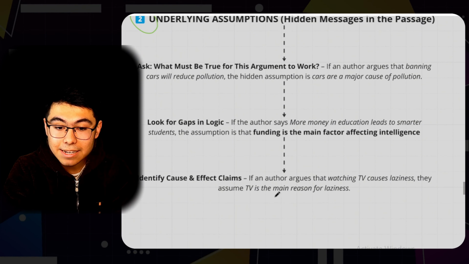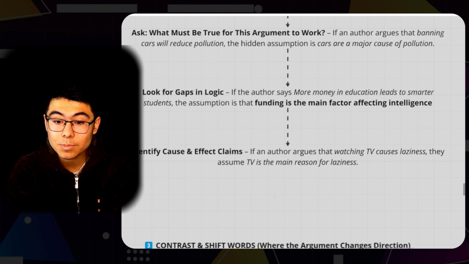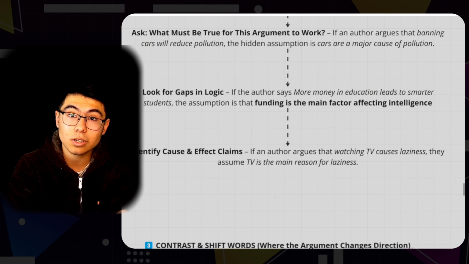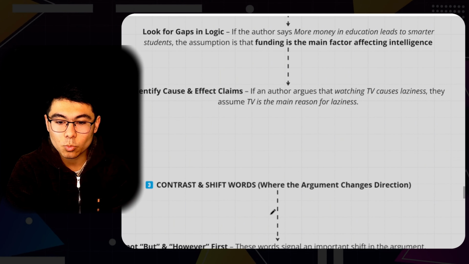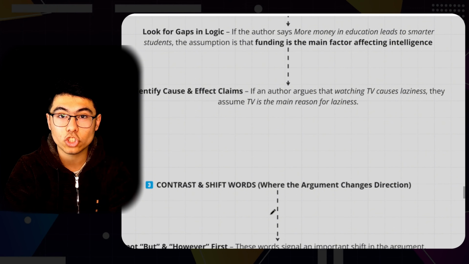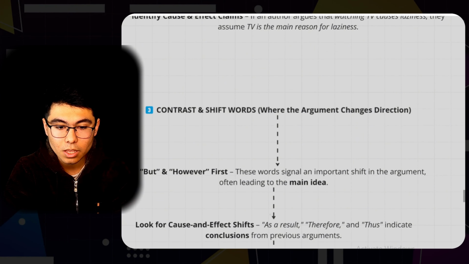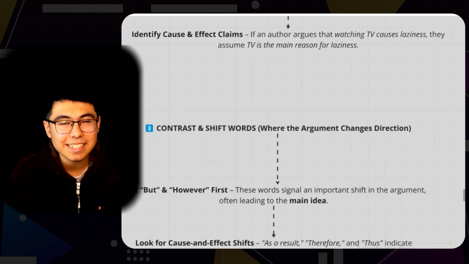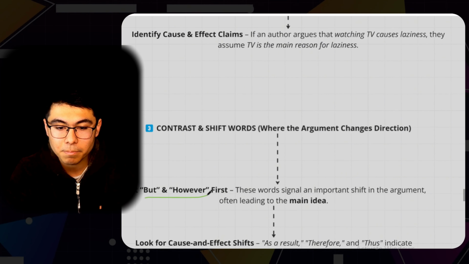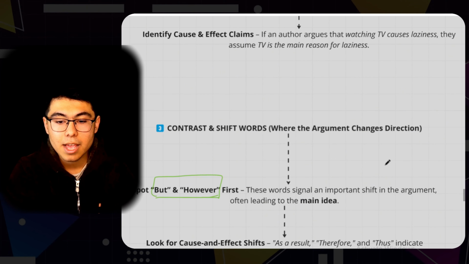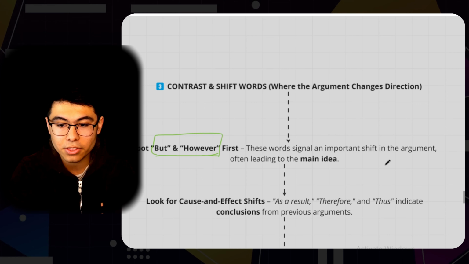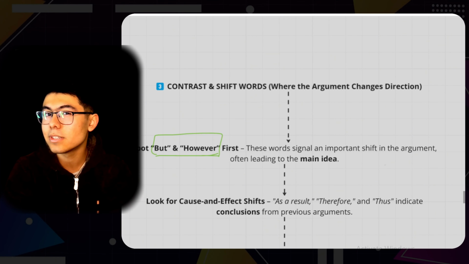Next up, identify cause and effect claims. If an author argues that watching TV causes laziness, that means they assume TV is the main reason for laziness. Next up, contrast and shift words, and that's where the argument changes its direction. So firstly, the easiest and most basic way of doing it is by spotting but and however. That's the easiest part of it. And these words signal an important shift in the argument, and it usually leads to the main idea.